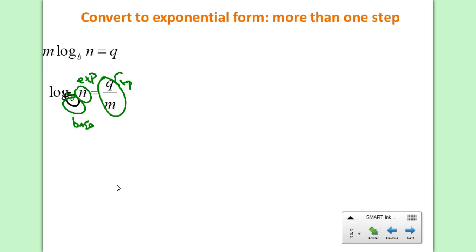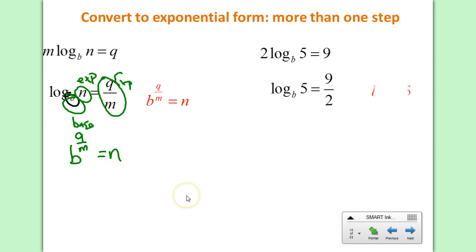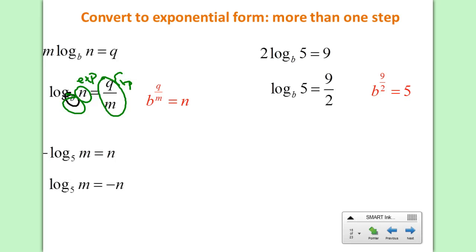So I don't think you have any trouble saying, oh, that's easy. I take a base of b, I put it with q over m, and that's supposed to equal n, right? And that's how it goes, okay? And so same thing here. I've got to move that 2, isolate the log, and now I can go b to the 9 over 2 equals 5. I need to get rid of this negative. Move the negative over. 5 to the minus n equals m.